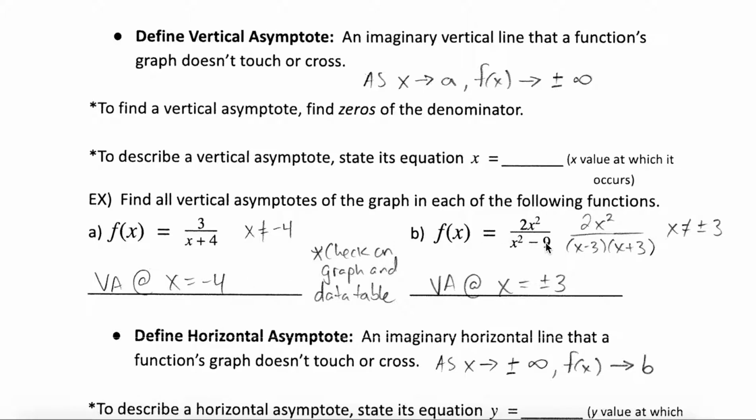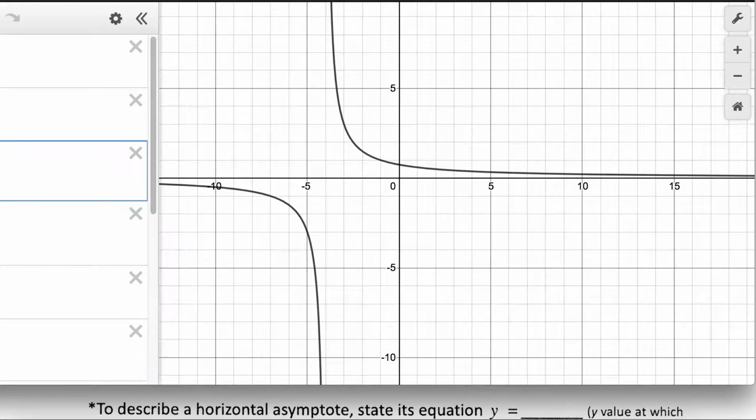In the next example, we could factor the denominator here to find its zeros, or you could set it equal to 0 and solve algebraically. Getting it in that factored form, though, just allows us to see the zeros in a factored form. So x cannot equal positive or negative 3, so we must have vertical asymptotes occurring at both of those values. So we have two asymptotes here, two vertical asymptotes. Let's see if we can see them.